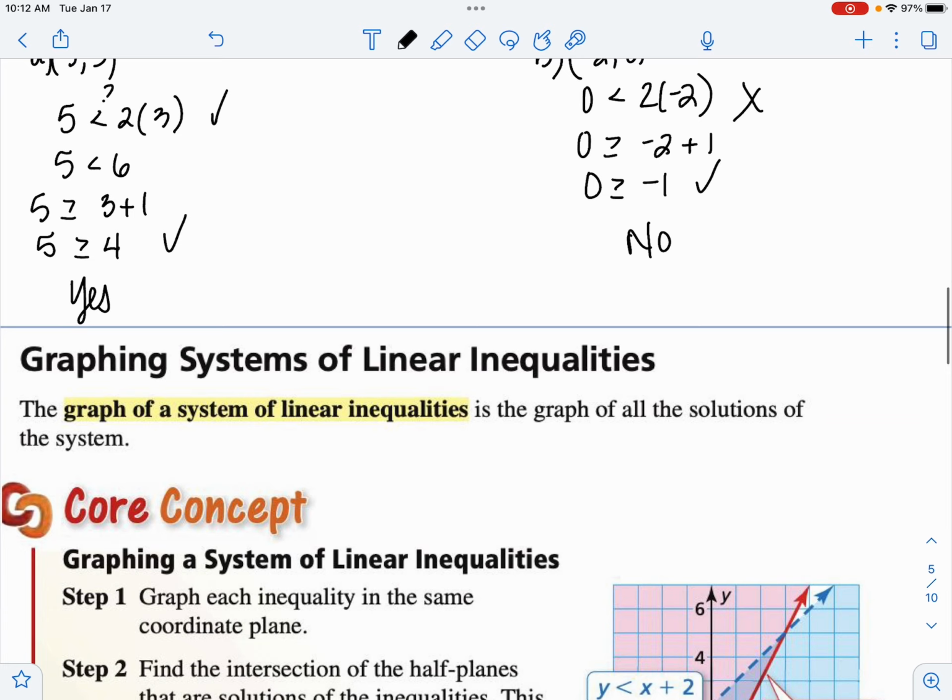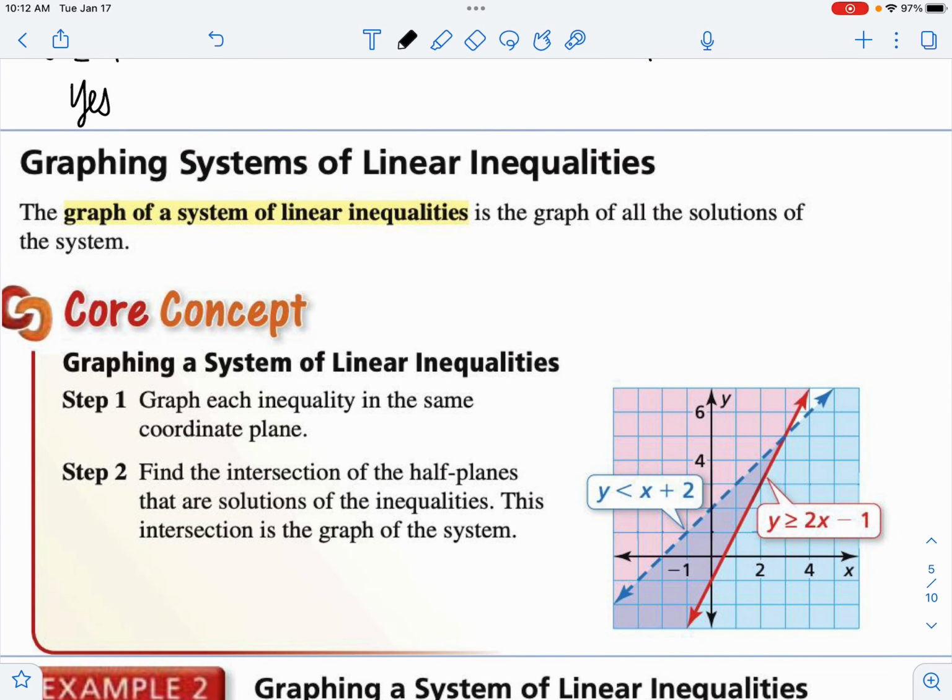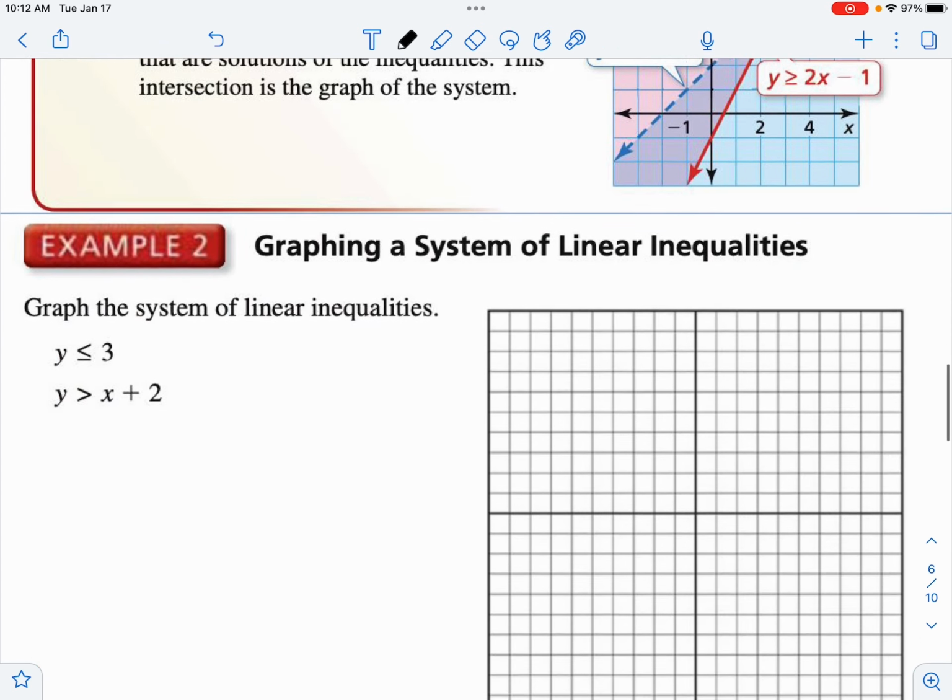Okay. So a graph of a system of linear inequalities is the graph of all the solutions of the system. So it's real similar to what we did in 5.6, except we're basically going to have two graphs on top of each other. So we're going to graph each inequality in the same coordinate plane, and then we'll find the intersection of basically the shaded areas, and that is going to be our solution set. I'm not going to have you erase or anything, so when you graph your first graph, you might want to graph pretty lightly, and then we'll shade the overlap in darker.